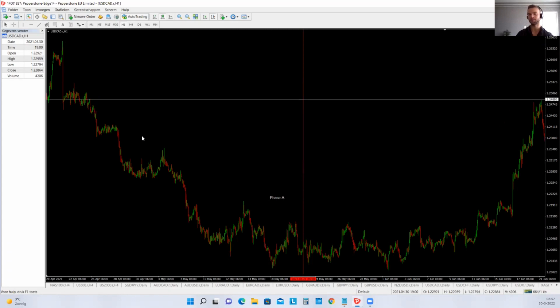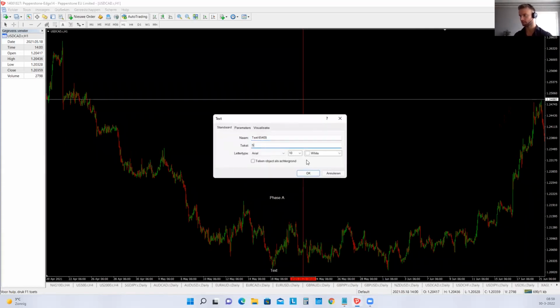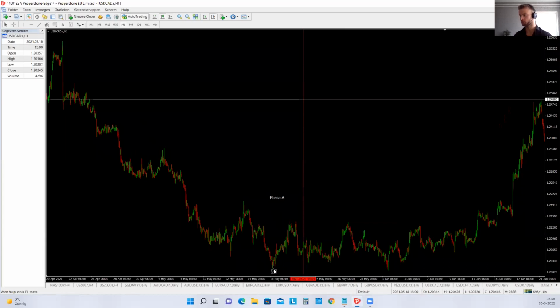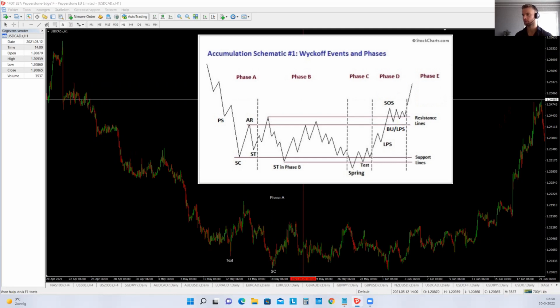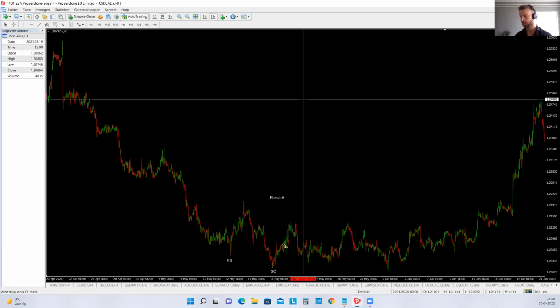So phase A is all about stopping the previous trend. This is where profit taking happens. This is where the previous trend is being stopped. And if I'm going to label all the things, maybe it's more clear for you. If you Google, you can find templates about the Wyckoff method that might be useful for you. That makes it a bit easier to understand this.